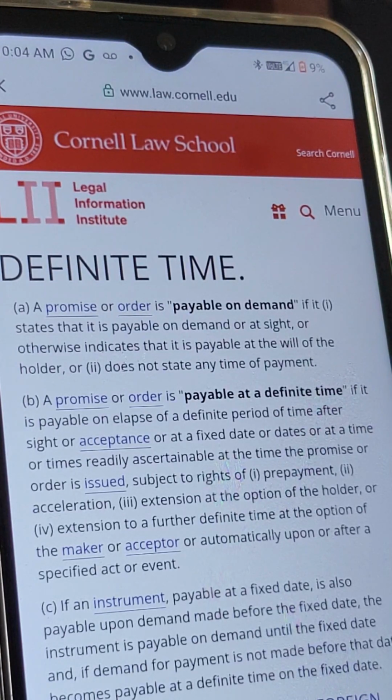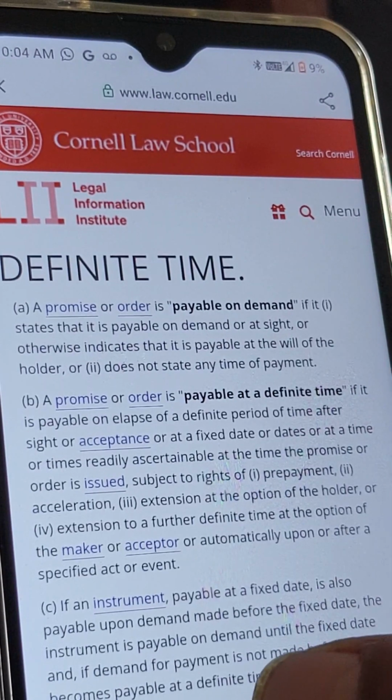If an instrument payable at a fixed date is also payable upon demand made before the fixed date, the instrument is payable on demand until the fixed date. And if demand for payment is not made before that date, it becomes payable at a definite time on the fixed date. I just want to read this one.